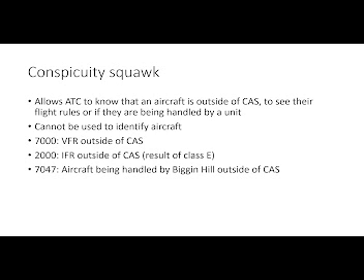So, for example, going to my favourite aerodrome, Biggin Hill, 7047 is Biggin Hill's Conspicuity Squawk. So this lets Gatwick, Farnborough, Heathrow, Thames City know that those aircraft that are remaining outside of controlled airspace are being handled by Biggin Hill, because Biggin Hill doesn't have a radar and can't identify them.